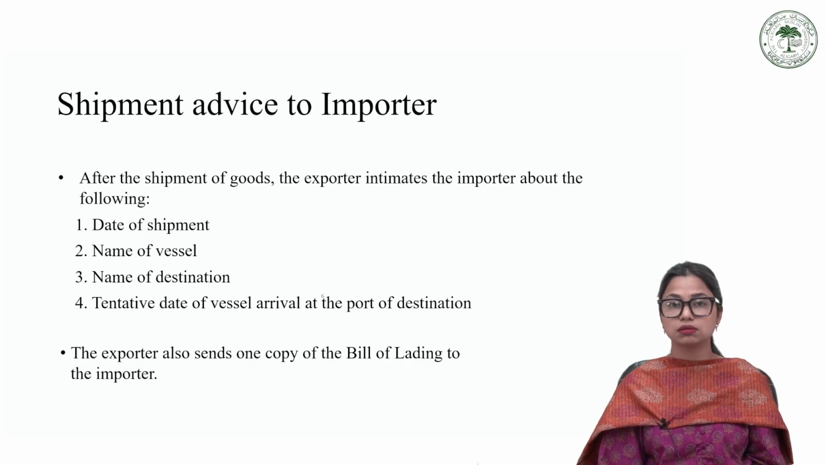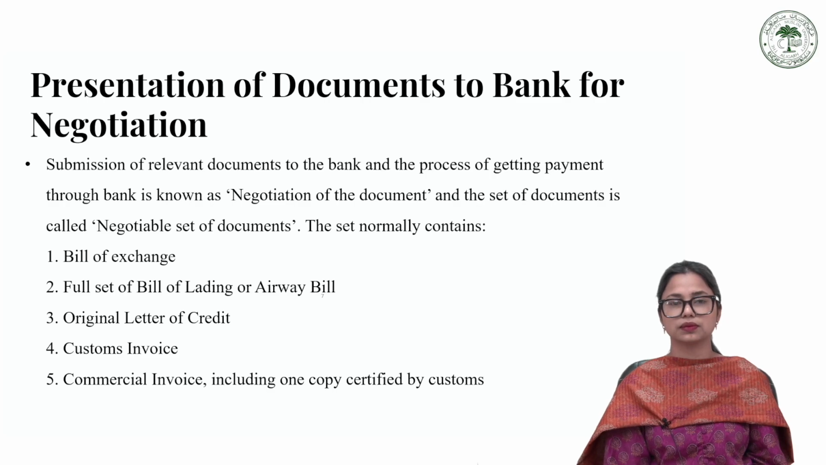And what is the tentative date on which the vessel would be arriving at the port of destination. The exporter also needs to send one copy of the bill of lading to the importer. Following this step, the documents are then presented to the bank for negotiation. These documents are also called the negotiable set of documents. In all, there are 10 documents that need to be submitted to the bank for negotiation purposes.